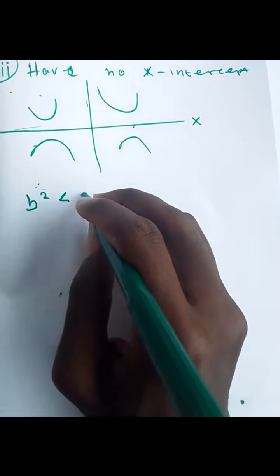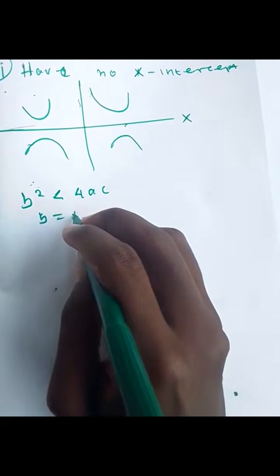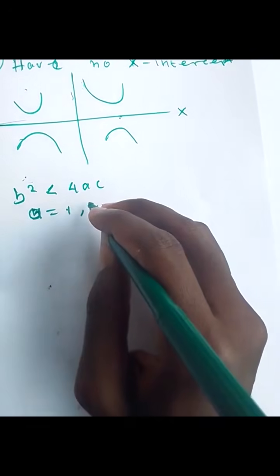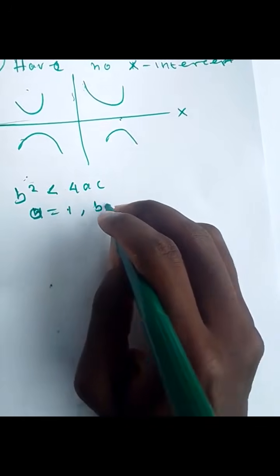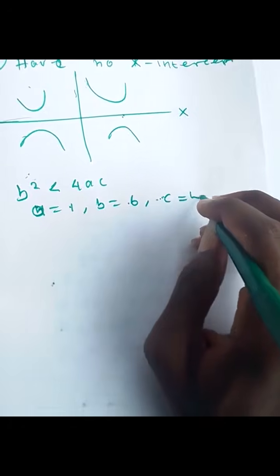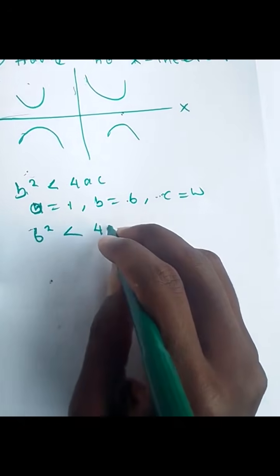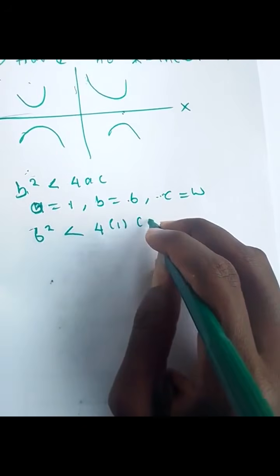That's why it can't fit in the x-axis. So I'm pretty sure by now you know the right equation to use, which is b power 2 less than 4ac, where a will be equal to 1, b will be equal to 6, and c will be equal to w, right?